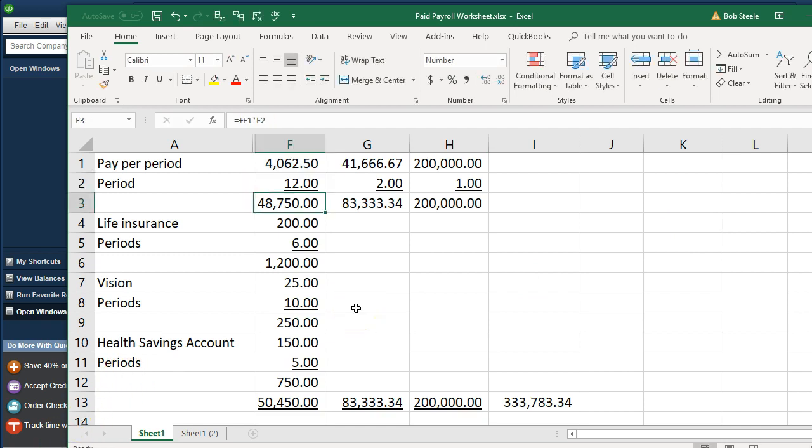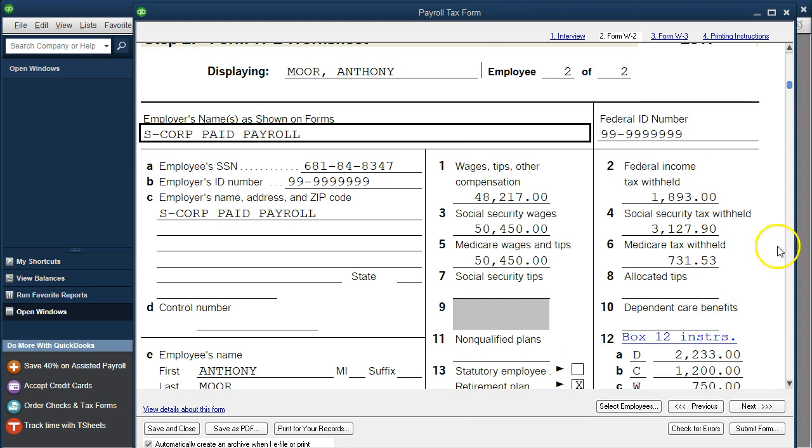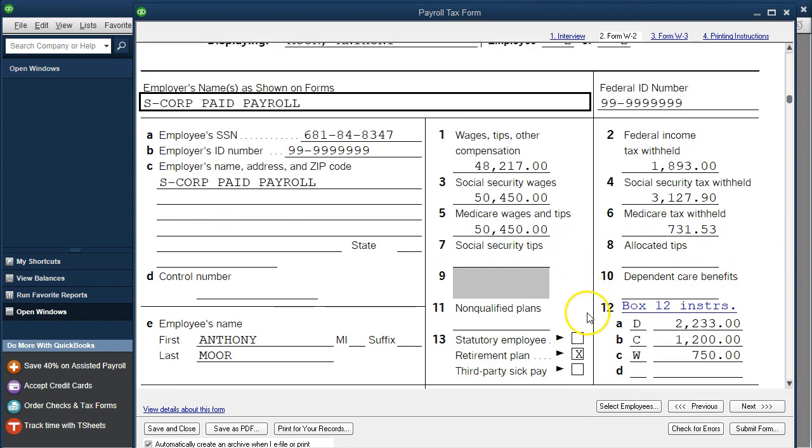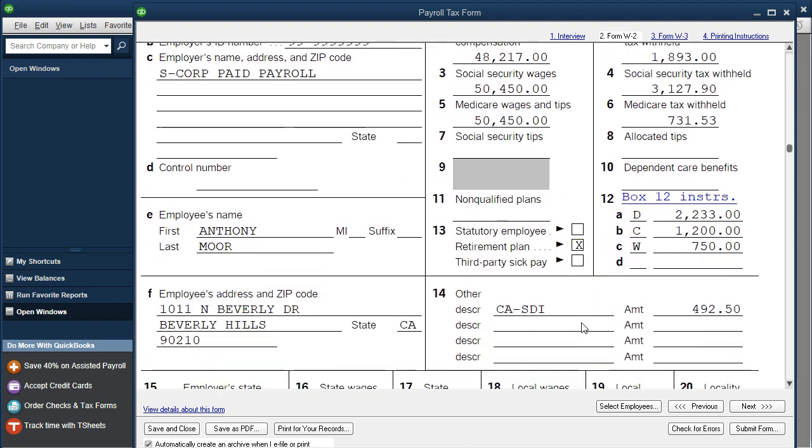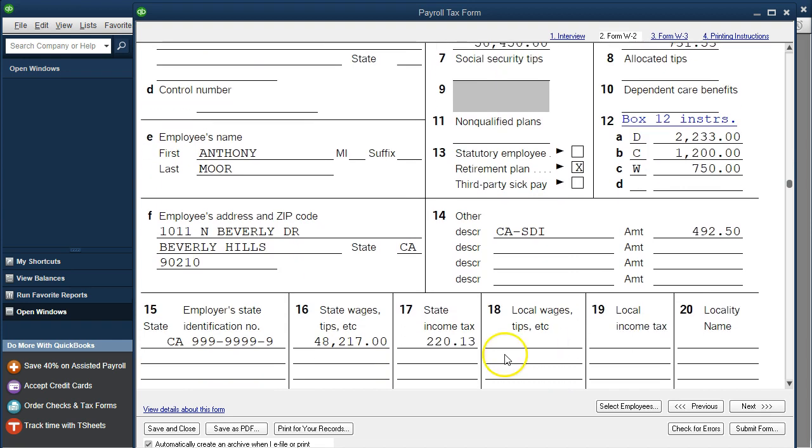This would be the gross pay, and then we had adjustments for life insurance, vision, and the health savings account, which would adjust to 50,450. And that 50,450 then is what we have here. We can see that we have line C and W relating to the life insurance and the health savings account. Then if we scroll down, we've got the California SDI and the state wages as well as the withholdings.